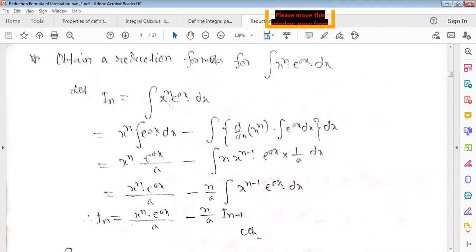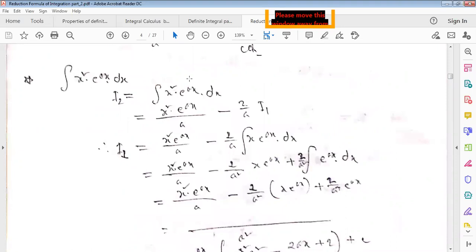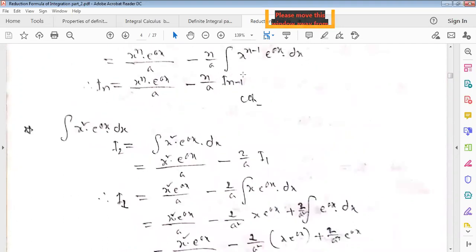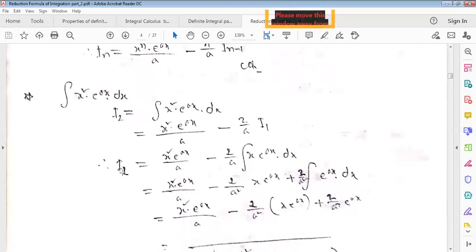Then I_2 equals the integral of x square e to the power x dx. Using the reduction formula, we can write n equals 2 here. N equals 2 means x square e to the power x divided by a, minus 2 divided by a times I_1. I_1 means n equals 1, which will come from the standard formula. So I_2 equals x square e to the power x divided by a, minus 2 divided by a times I_1.